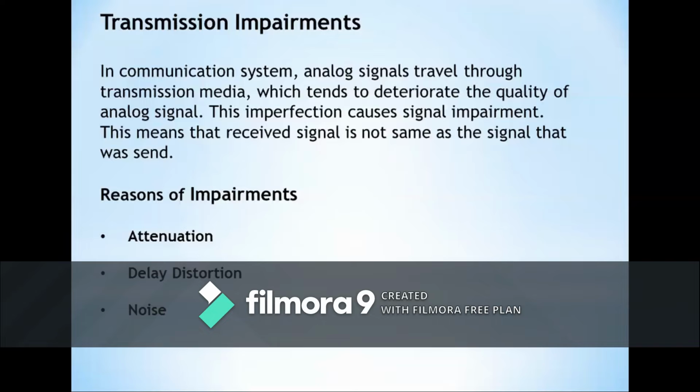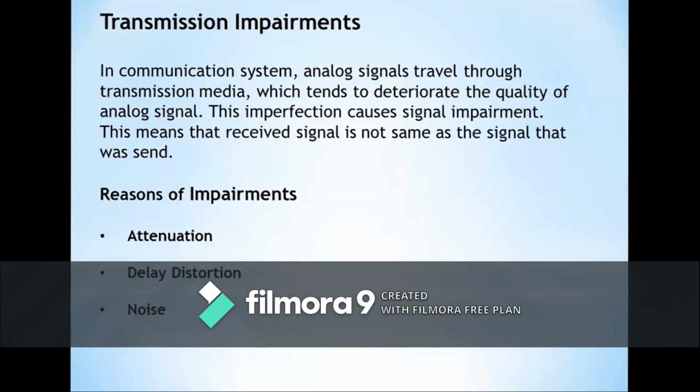Transmission impairment. In any communication system, the received signal is never identical to the transmitted signal due to some transmission impairment. The quality of an analog signal will decrease due to transmission impairment, whereas errors get introduced in the signal if the signal is digital. The most important reasons for the impairments are: first is attenuation or attenuation distortion, second is delay distortion, and third is noise.